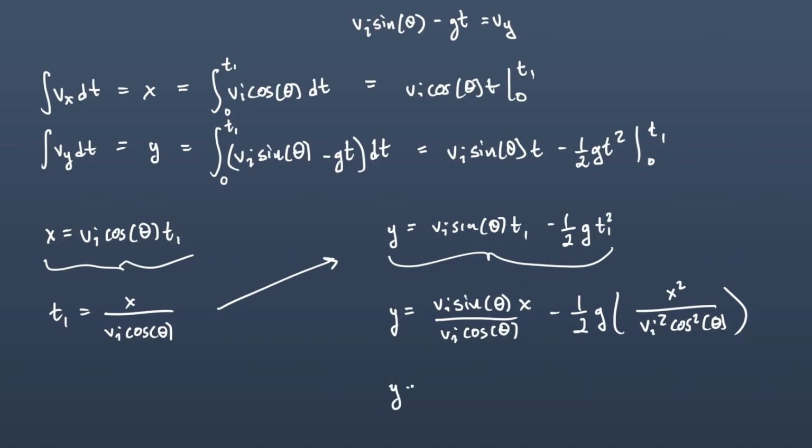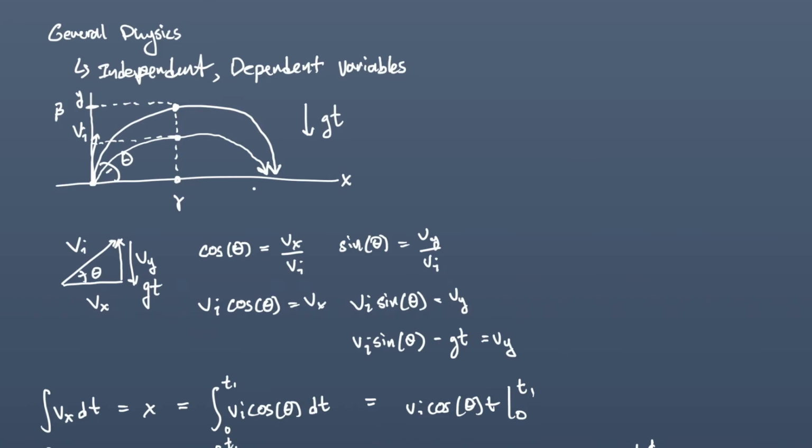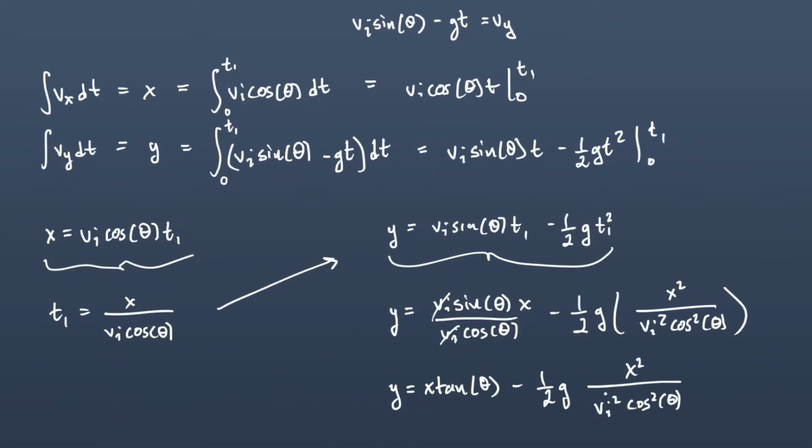And so we can get that y is equal to, these will cancel, and we get tangent of theta times x minus 1/2 g, and then we have x squared over Vi squared cosine squared of theta. So this is an equation that tells us the y coordinate. If we know what our x coordinate is, how far it's traveled, we could plug that in for x. If we know our initial velocity, we can plug that in. And if we know our angle, we can plug that in. Each one of these will give us a y value.